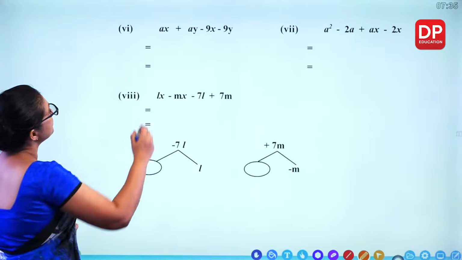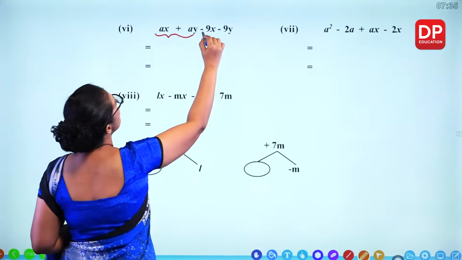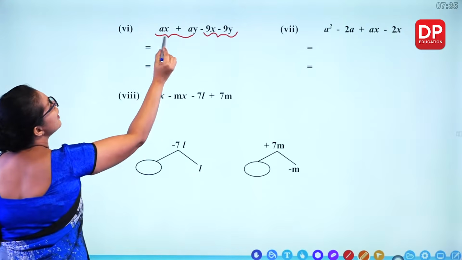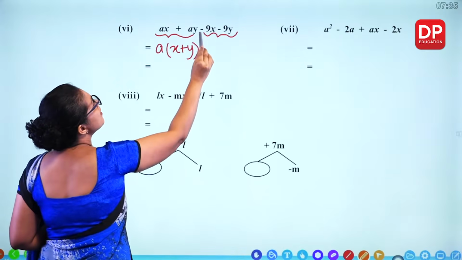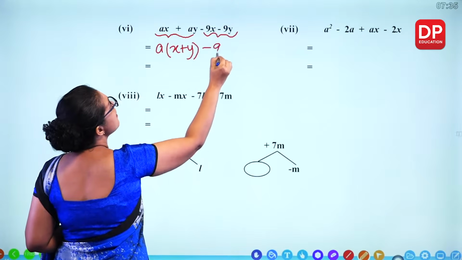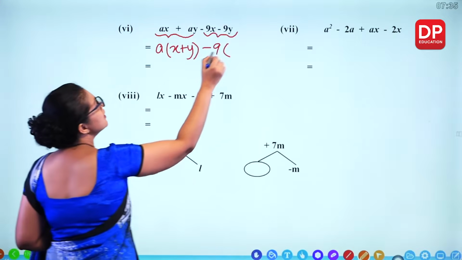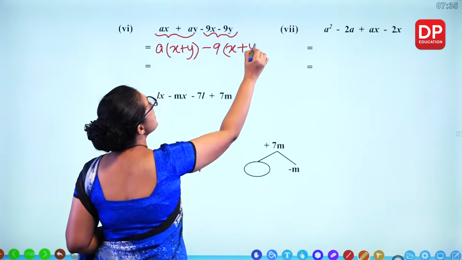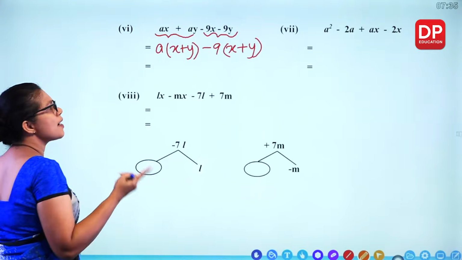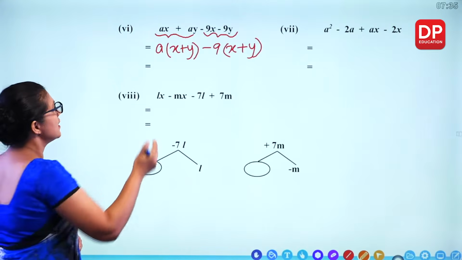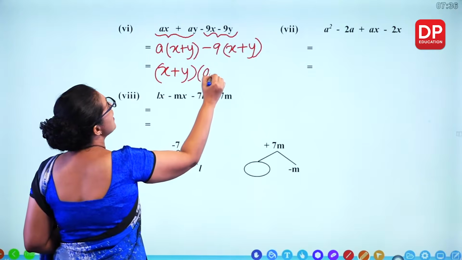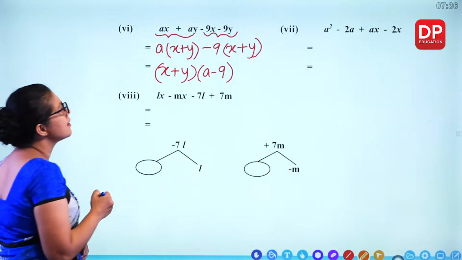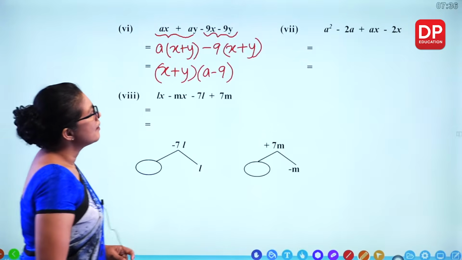These ones. From these 2, a is common. Take it out. This is x plus y. Minus, minus. So I can take minus 9 out. Then this becomes plus inside. Minus times plus becomes minus. X plus y into a minus 9.